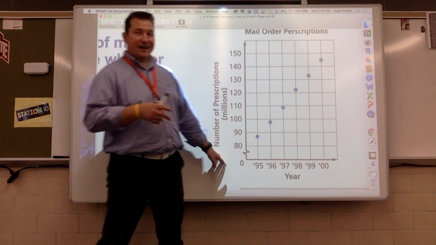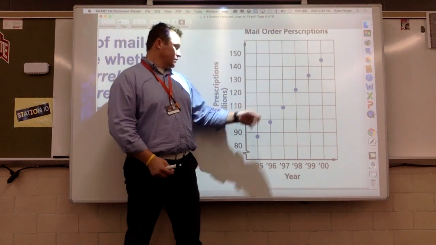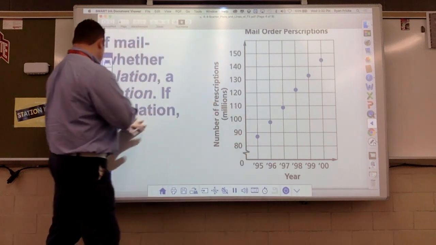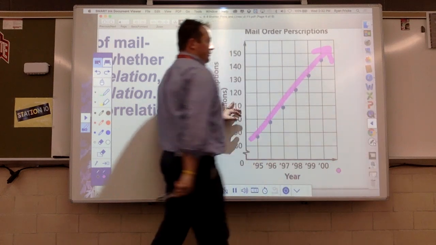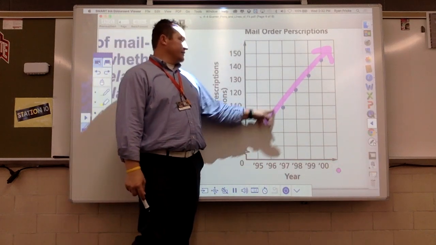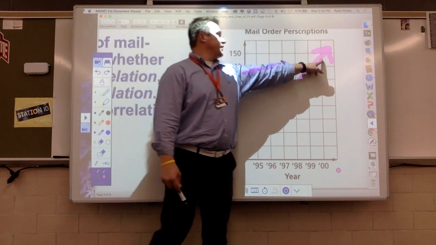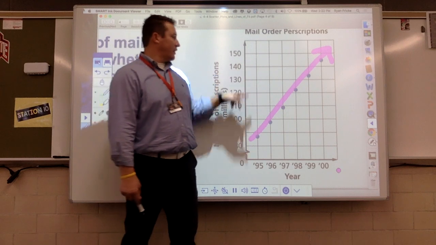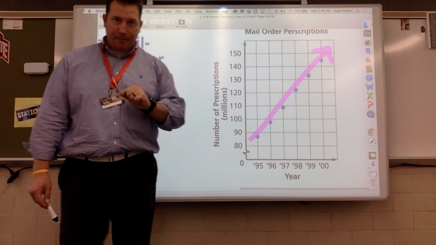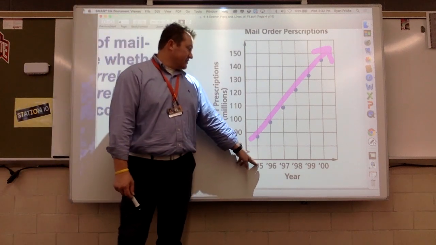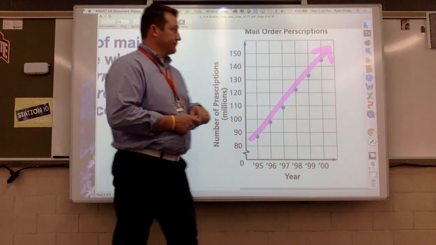Well, positive means just the opposite. Same thing's going on with my x values. My x values are increasing. But this time, my y values are all going uphill. My y values, not decreasing, started here, almost at 90, and they end up all the way over here, about 145. So x values increase, y values increase. Put it into words, people. As the years increase, the number of prescriptions increases.